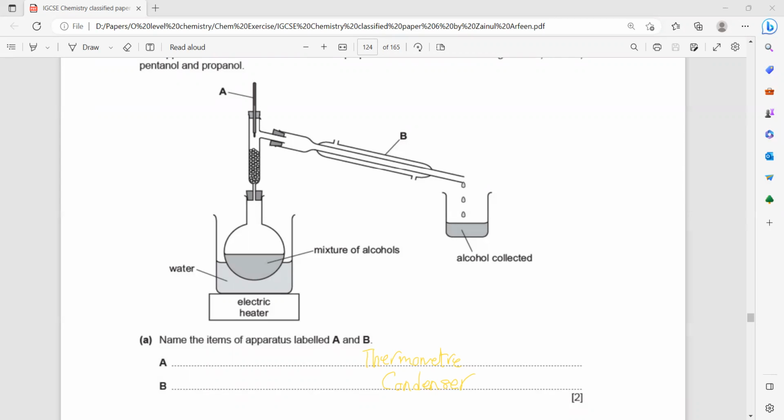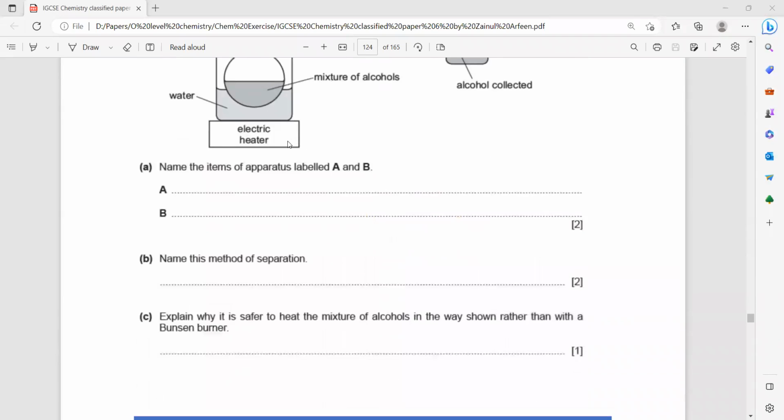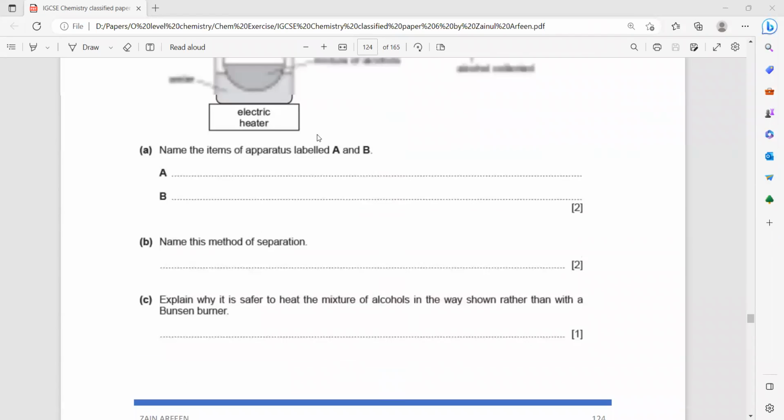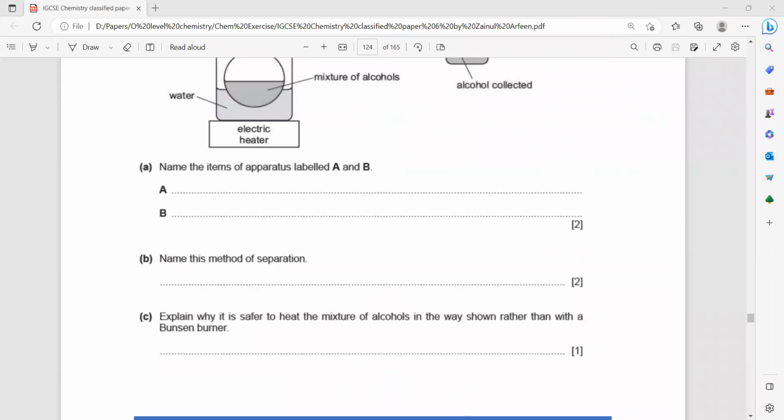The next one is: name this separation method. So what we call it is fractional distillation. One mark is for writing fractional and one mark is for writing distillation.